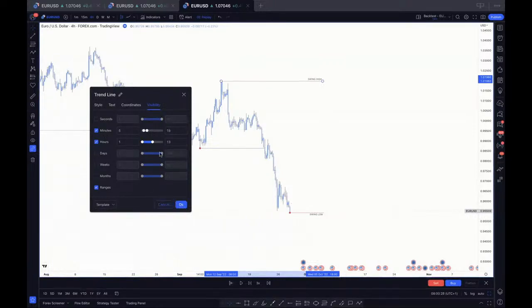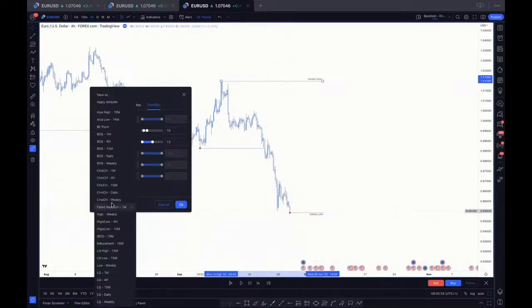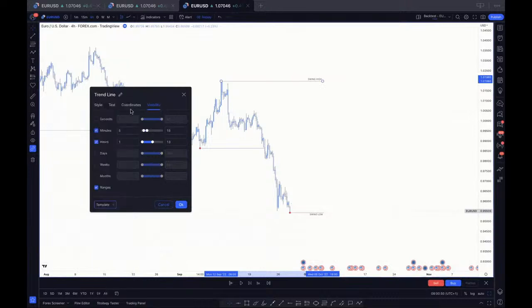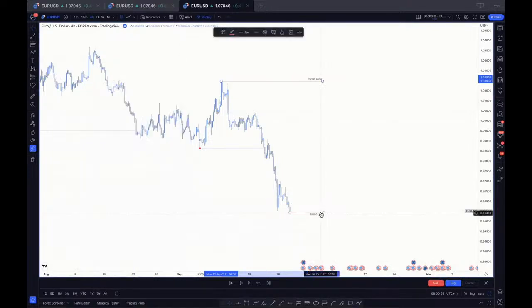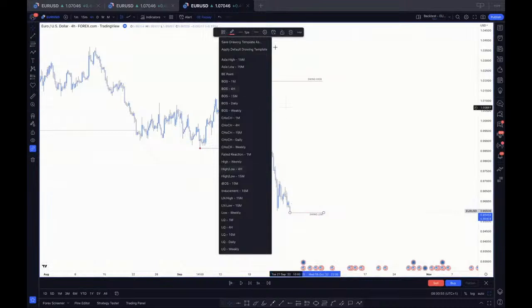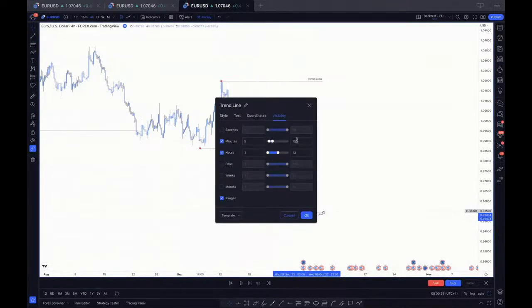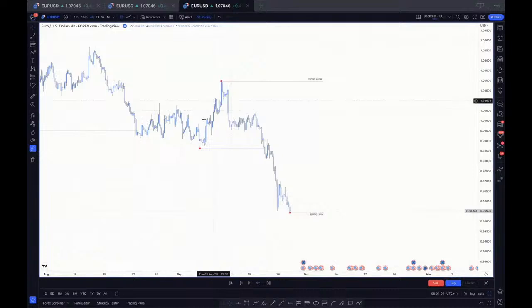So I'll say okay. And usually when you draw your lines, if I want to set this as a template, I'll come here, click on save as, and type the name that you want to save it as. Subsequently, you don't have to create it again. You can simply go there, select it, and use it as you see fit. Okay, so 15 minutes, I want to see that there. The same thing with the swing low: go to settings, visibility, choose minutes, and good. Also the same thing with this line. Yeah, I want to see that on the 4-hour.